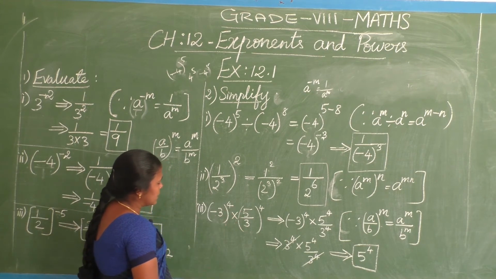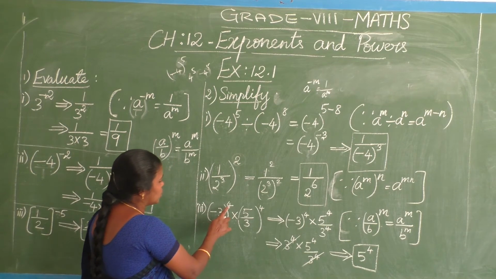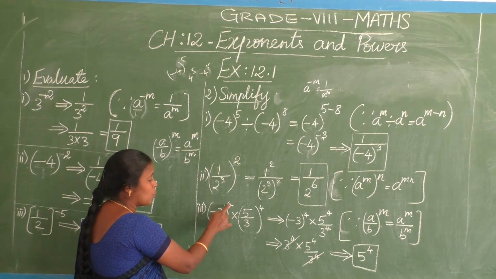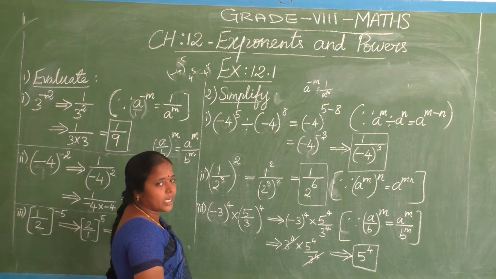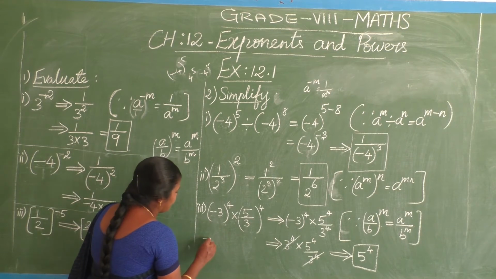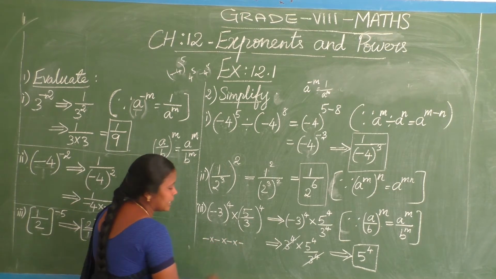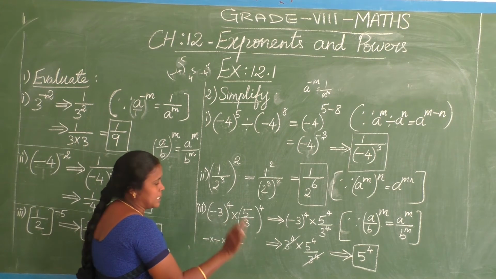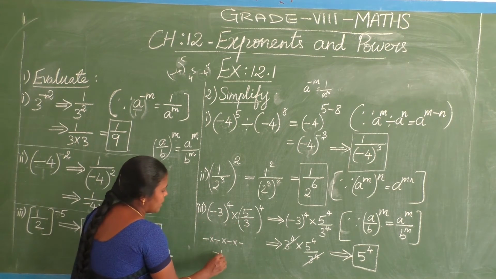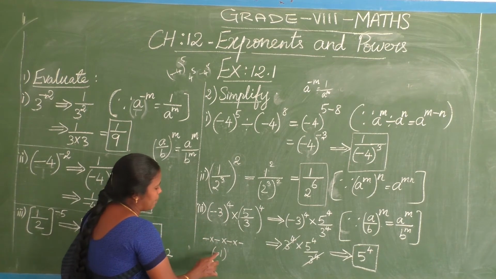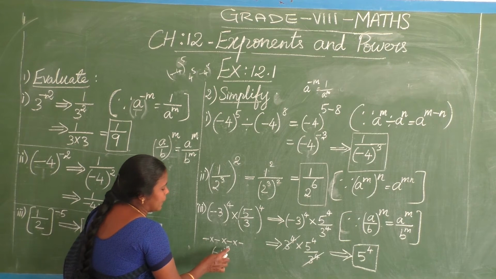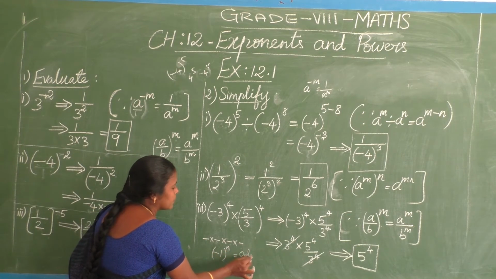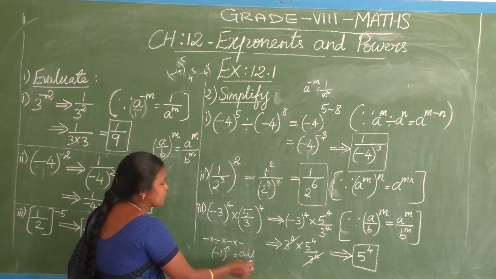What to do? See, minus 3 the whole power 4. Already I told you, the bracket comes, you consider this 4, 4 is common for both inner parts. So the minus also is to be multiplied 4 times. So minus 1 into minus 1 into minus 1 into minus 1. Minus into minus is plus. Plus into minus is minus. Minus into minus is plus. A positive power comes. See, already I told this in the rational number category, minus 1 power n. If the power n is odd, like 1, 3, 5, the answer is minus 1.